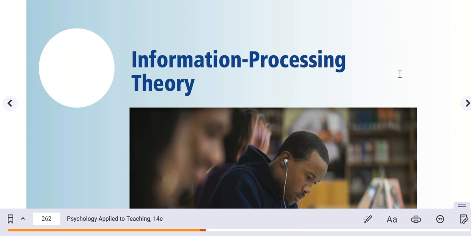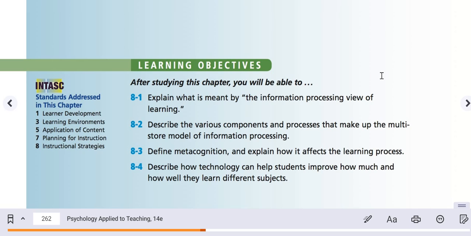Information processing theory. After studying this chapter, you will be able to explain what is meant by the information processing view of learning. Describe the various components and processes that make up the multi-store model of information processing. Define metacognition and explain how it affects the learning process. Describe how technology can help students improve how much and how well they learn different subjects.